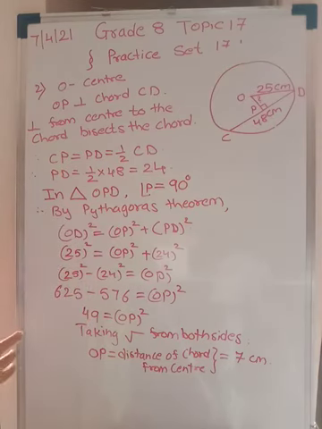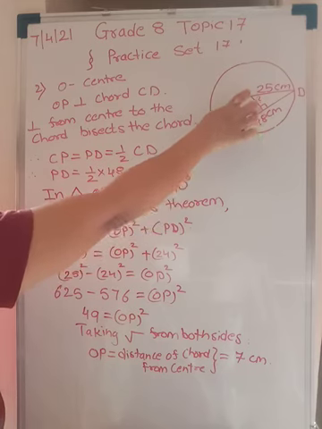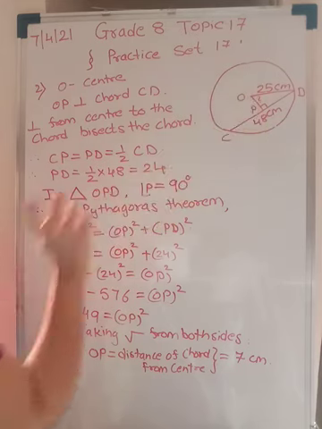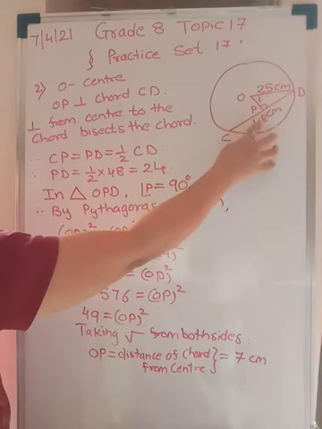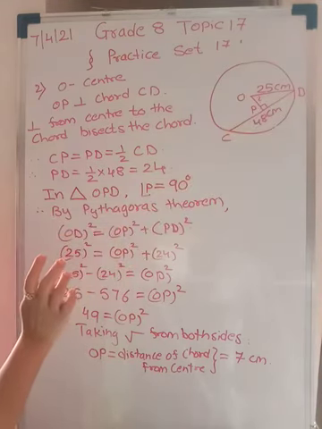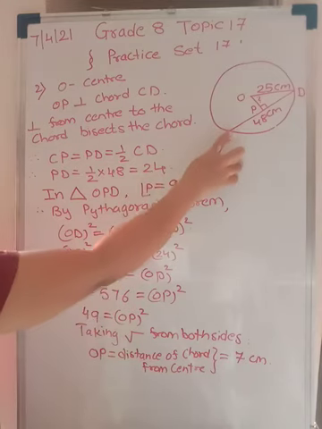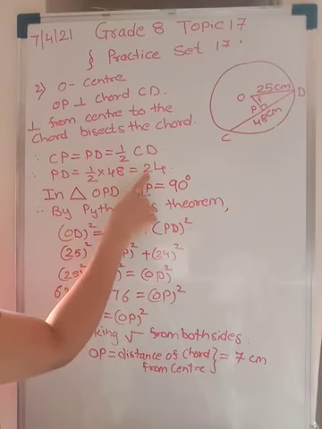Now see students, again, CD is a chord and O is the center. If OP is perpendicular, then the perpendicular drawn from the center to the chord is going to bisect this chord. So CP will be equal to PD, which is equal to half of 48, isn't it? Half of 48. So we have CP equal to PD, which is half of 48, which is 24 centimeters.